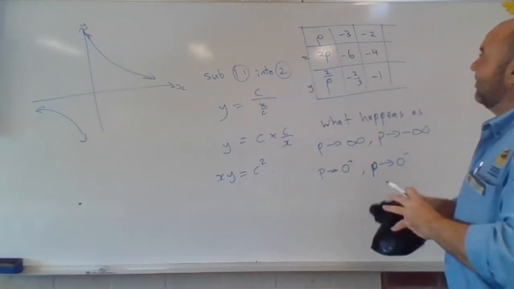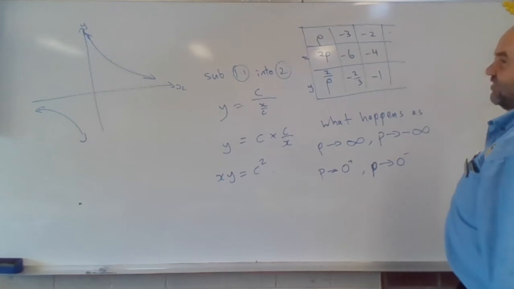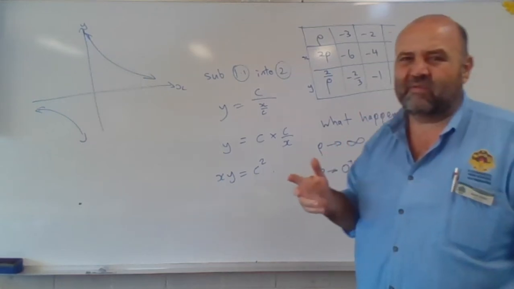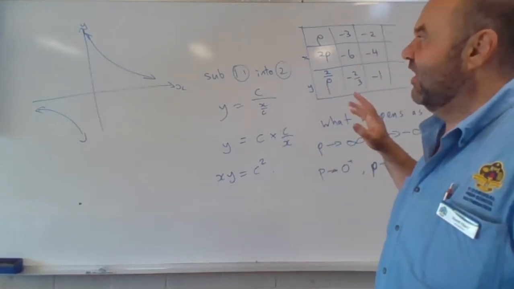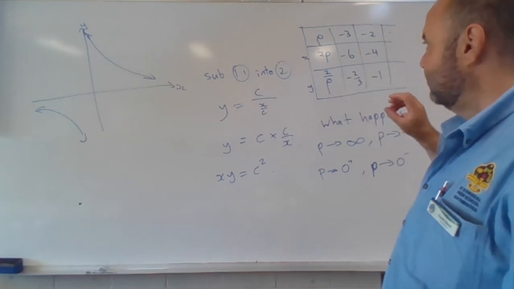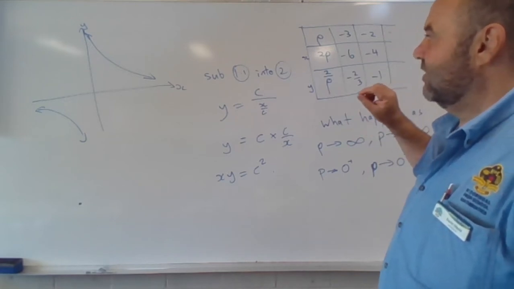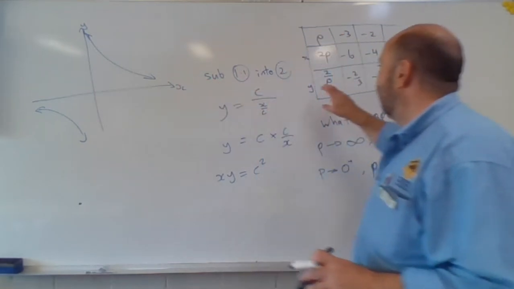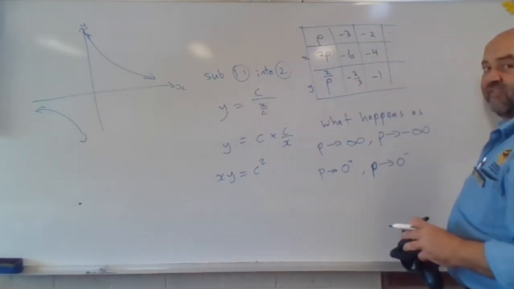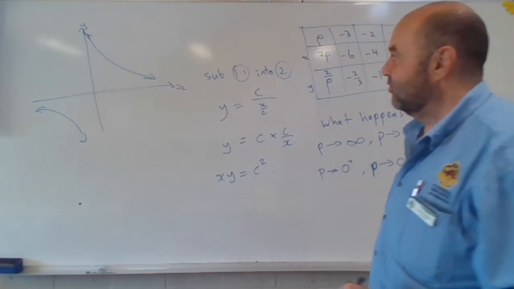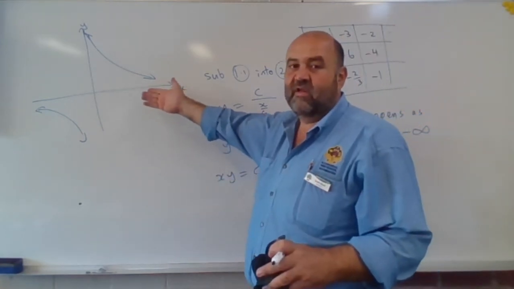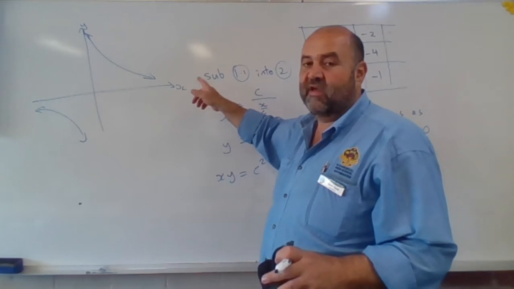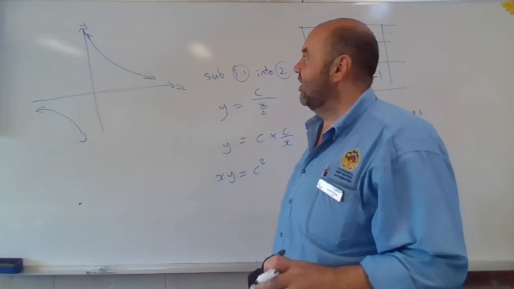Remember that this guy here is our x value, this guy here is our y value. So as p approaches infinity, and you'll see it from the table when you complete all the values, as p gets bigger and bigger, that'll make x get bigger and bigger, but the y value will get smaller and smaller. You can see it from the graph as well. As x gets bigger, y gets smaller.